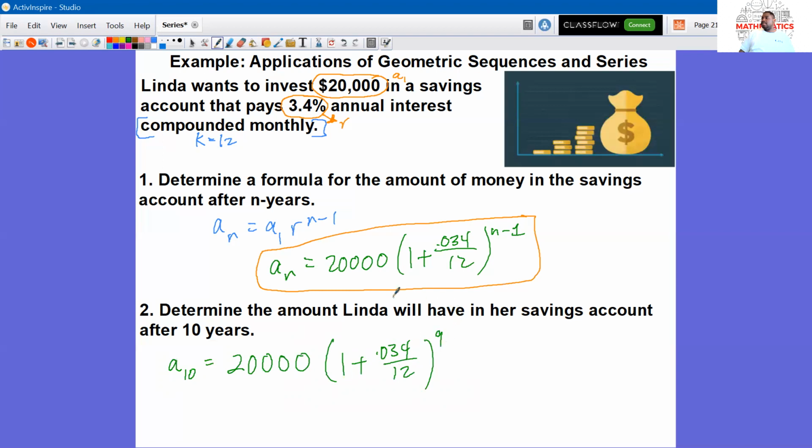E to the power of 9. Actually, no, I take that back. Sorry. This would be term number 11. Term number 11 is the 10th year. My apologies on that.